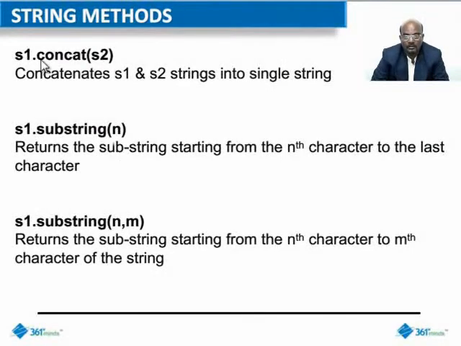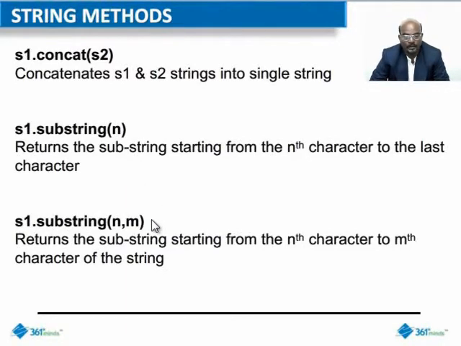The concat method is used to concatenate or join two strings. So s1.concat(s2) concatenates s1 and s2 strings into a single string. The substring(n) method returns the substring starting from the nth character to the last character. Suppose you have the word apple and you want substring of 2, then naturally it will start from the p, and from p it will go on, so pple will be the characters returned to you.